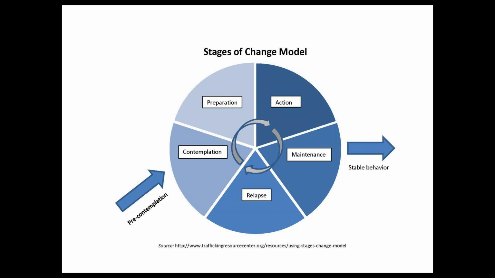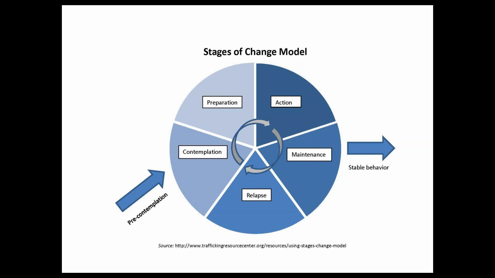The Stages of Change model helps us visualize the steps a survivor needs to go through to achieve freedom from a trafficking situation. Sometimes trafficking survivors do not self-identify because they are in the pre-contemplation stage. Either they're not thinking about change or reject the idea of leaving.